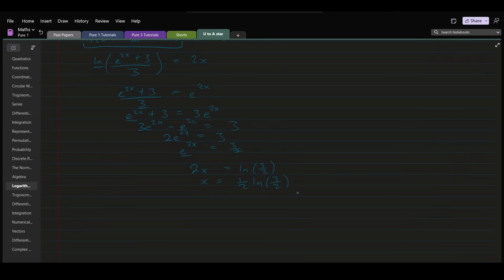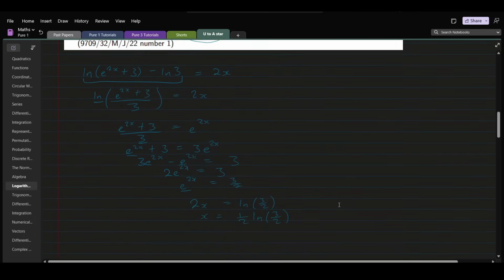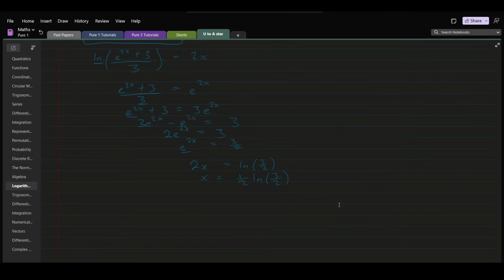And now let's check, do they want us to give our answers as an exact value? They want it correct to 3 decimal places. So let's punch that into a calculator. 1 over 2 ln 3 over 2, and that gives us x is equal to 0.203 correct to 3 decimal places, and that will be our final answer.